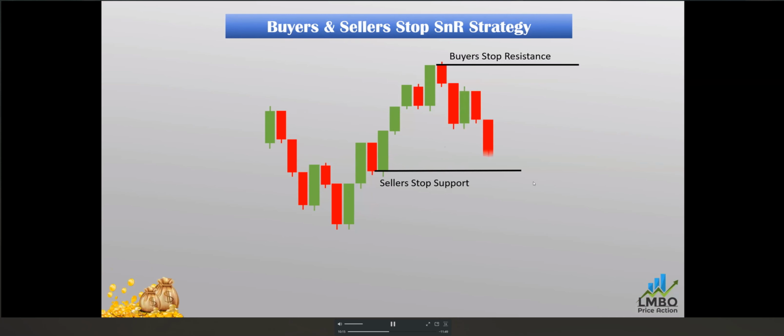Look at here, the price closed on this one. Immediately we will buy on the 1 minute candlestick. The next candlestick will be green. So this is a strategy of stop SNR, stop SNR of the buyers and stop SNR of the sellers.